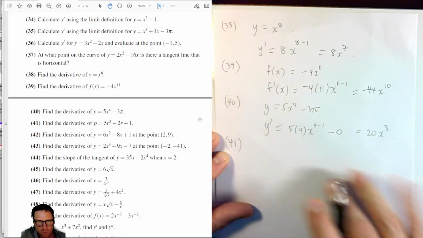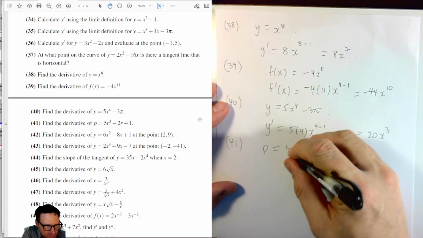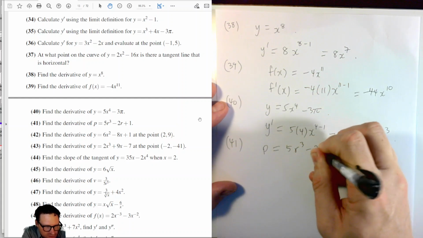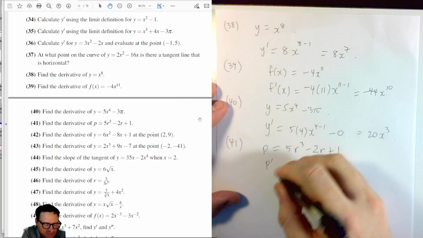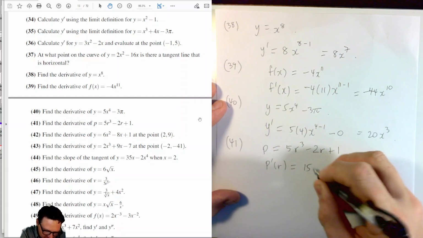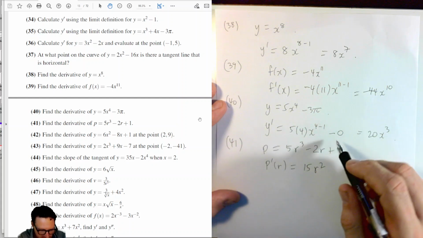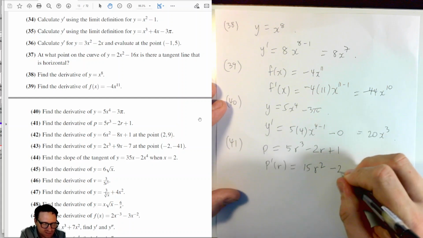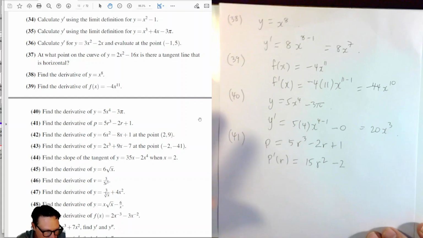Okay, question 41. Find the derivative of this function p equals 5r cubed minus 2r plus 1. So p dash as a function of r is 5 times 3 is 15, r to the power of 2, subtracting 1 from that exponent. The derivative of minus 2r is minus 2, and the derivative of 1 is 0. So we're done with that question. Let's move on to 42.